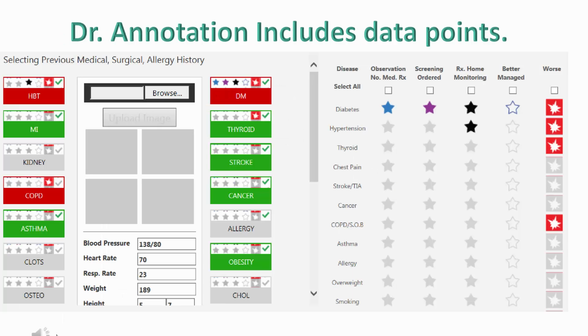Doctor annotates on the same visual halo. The halo will have locations for vital signs and even uploading graphs from monitoring devices. Red sector indicates that the patient has diabetes. Doctor can annotate data points of whether the condition is stable or worse. It is easy to annotate recommendations for screening tests like A1C as well as home monitoring. This also includes smoking and alcohol history and treatment recommendations. This takes only 2 to 3 minutes to complete, and gives credits for meaningful usage.